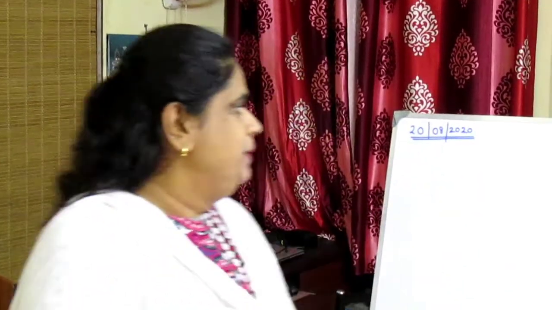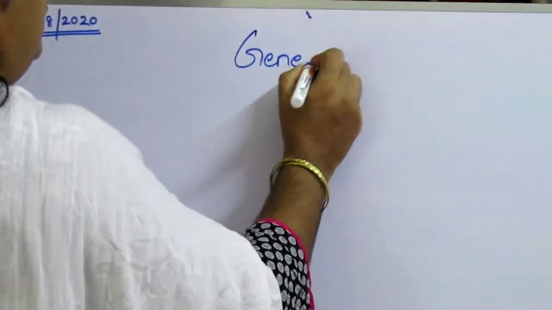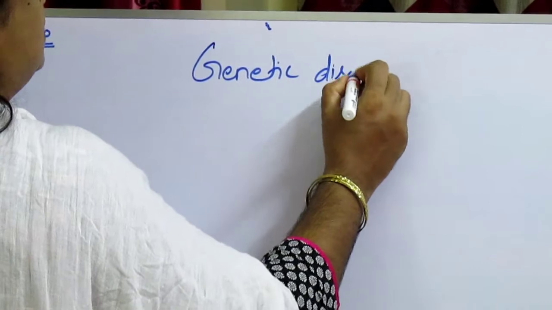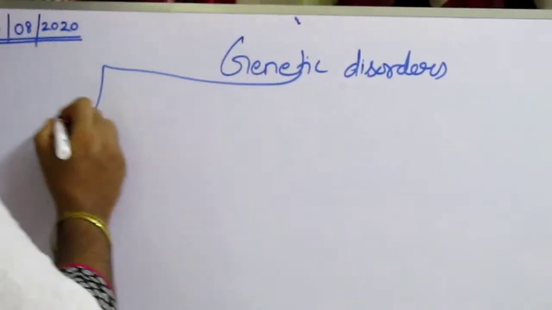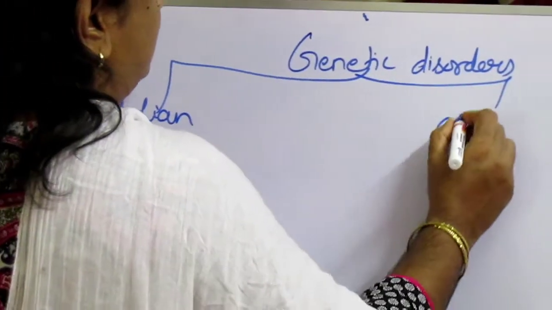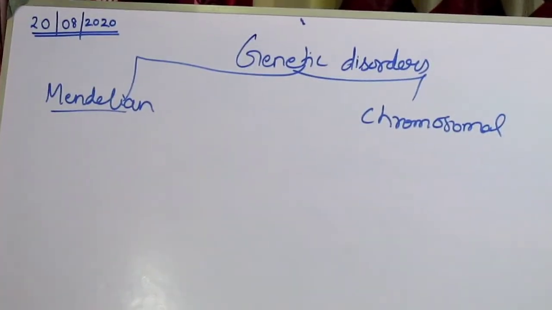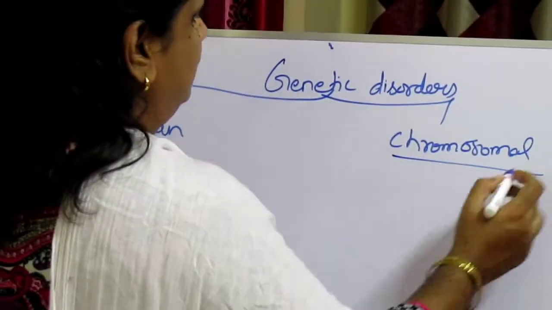Today we are going to do a topic on chromosomal disorders. In my last video, I uploaded the Mendelian disorders. So today we'll be dealing with chromosomal disorders. Genetic disorders are classified into two: Mendelian disorders and chromosomal disorders. The Mendelian disorders have already been dealt with, so today we'll be dealing with the chromosomal disorders.